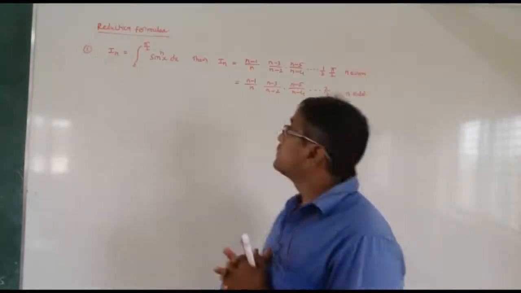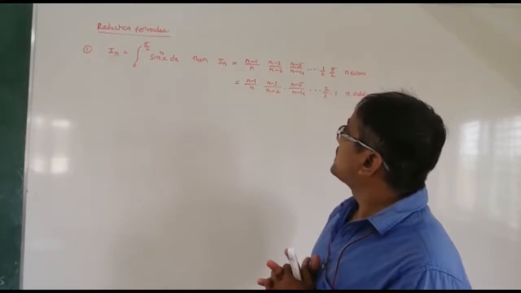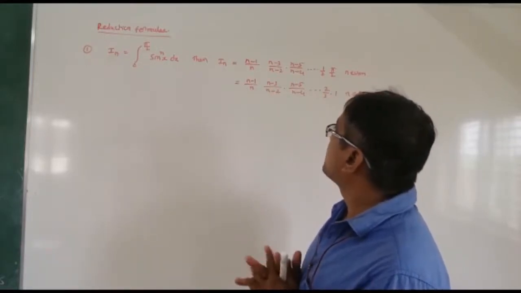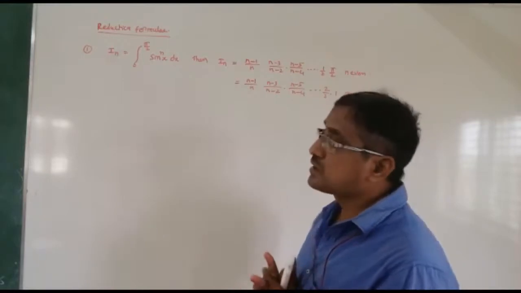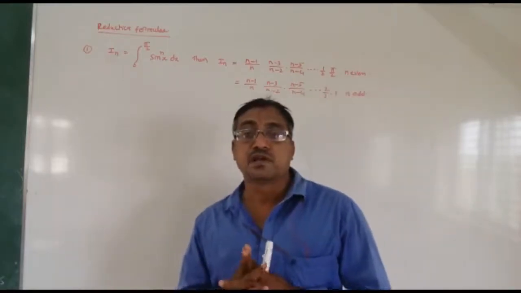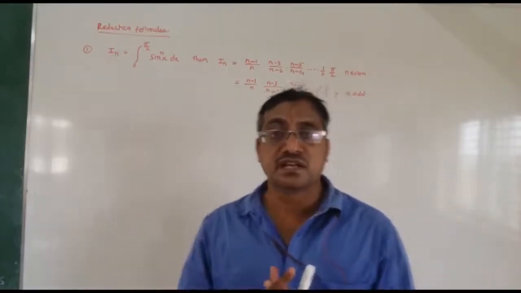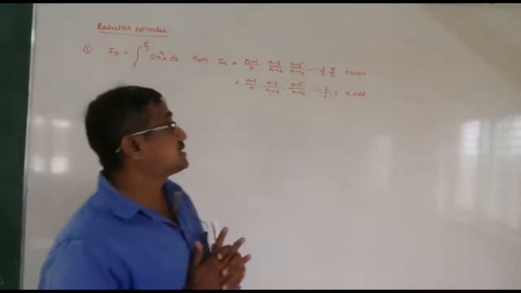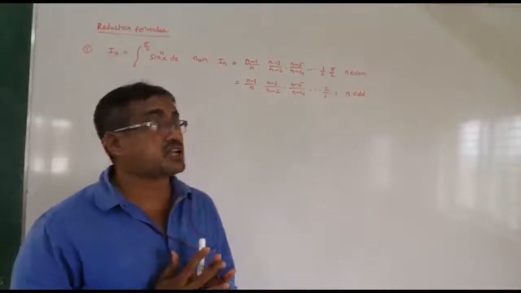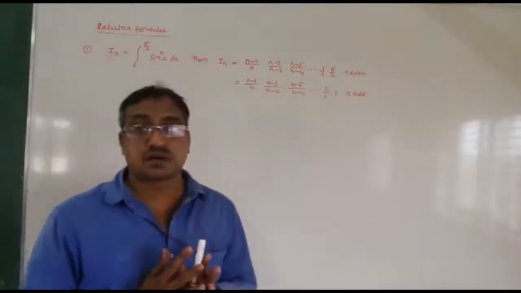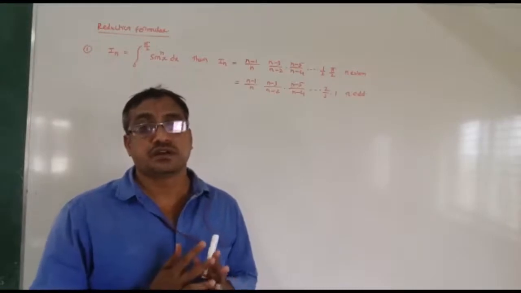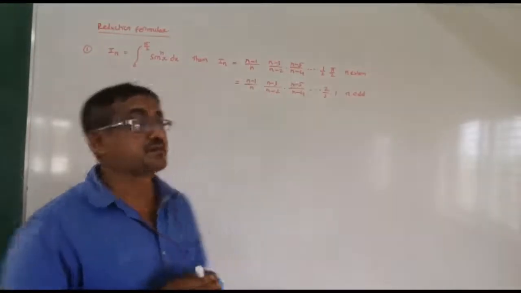In is equal to (n minus 1) by n, (n minus 3) by (n minus 2), (n minus 5) by (n minus 4) and so on, 1 by 2 into pi by 2 when n is even; (n minus 1) by n, (n minus 3) by (n minus 2), (n minus 5) by (n minus 4) and so on, 2 by 3 into 1 when n is odd. We are going to prove this theorem.